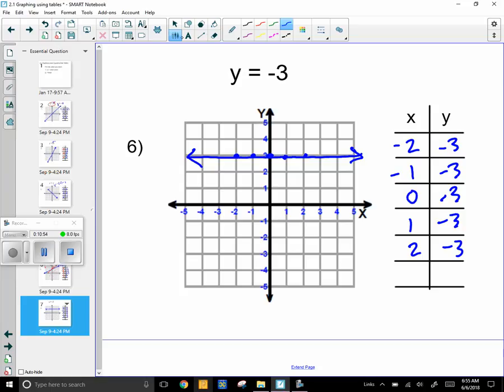You know what? I don't know why I graphed that at +3. This should be at -3. Talked too much and I lost track of what I was doing. All right, so that's our line right there at -3. Makes more sense now.